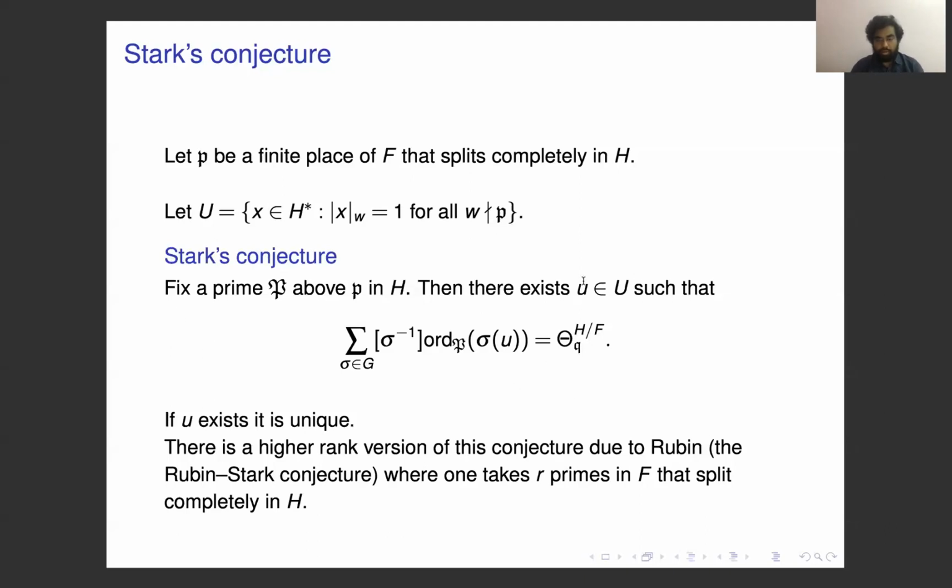For the higher rank case, you would think that U tensored Q would suffice. So the r-th wedge power of U would be the natural guess, but that doesn't work. There's some subtlety, and you have to allow certain denominators, and the precise place where this higher rank analog of U lives is called Rubin's lattice. I don't want to get into this technicality, so I'll not state the precise version of the Rubin-Stark conjecture today.